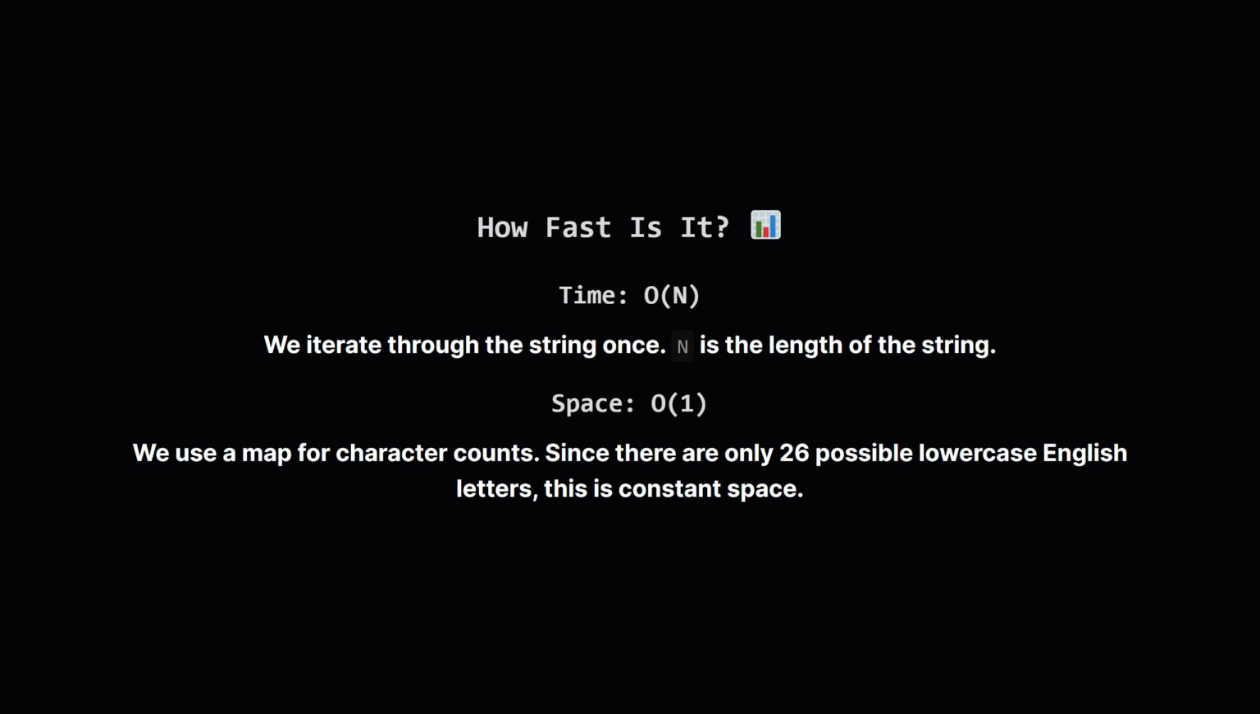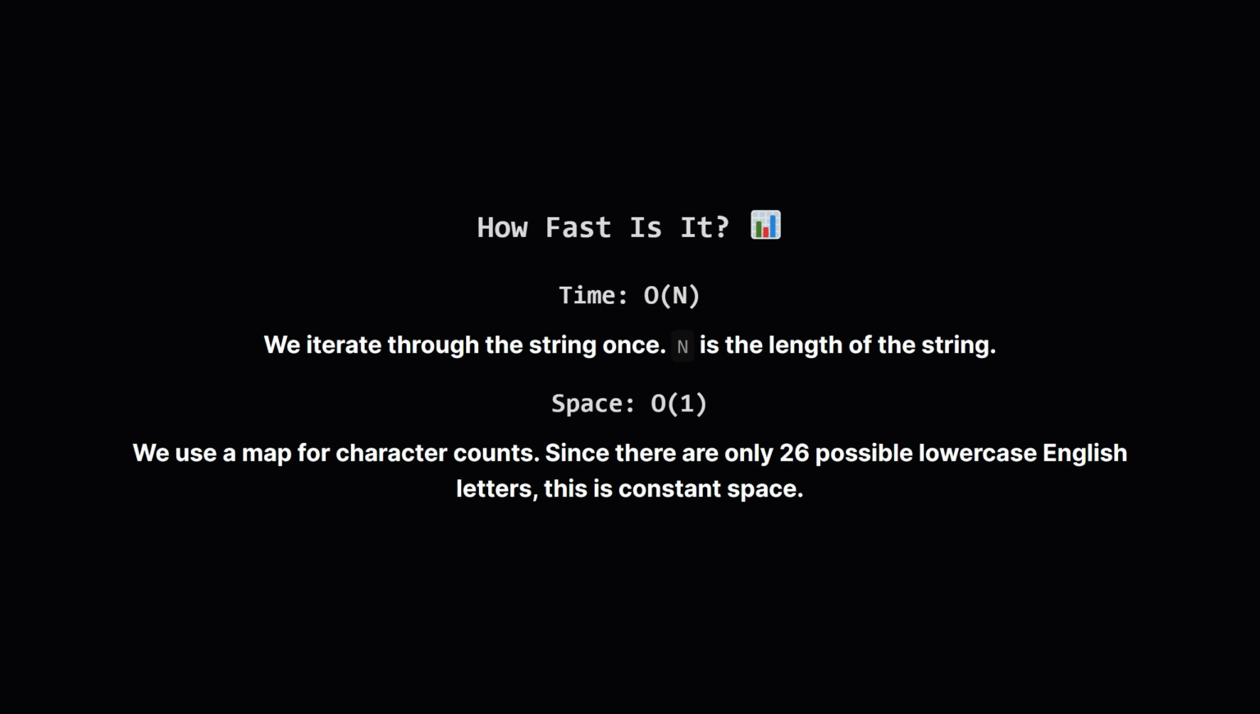So, how efficient is our solution? It's really fast. For time, the main work is looping through the input string once to count the characters. So, we say the time it takes is directly proportional to the length of the string, which we call big O of n. The second loop, over the frequencies, runs at most 26 times, which is a constant, so it doesn't really affect the overall time for large strings.